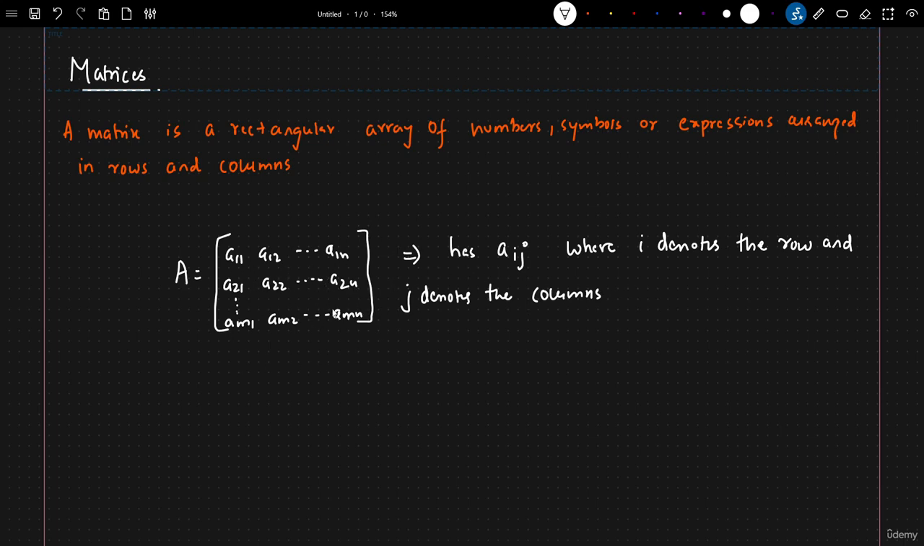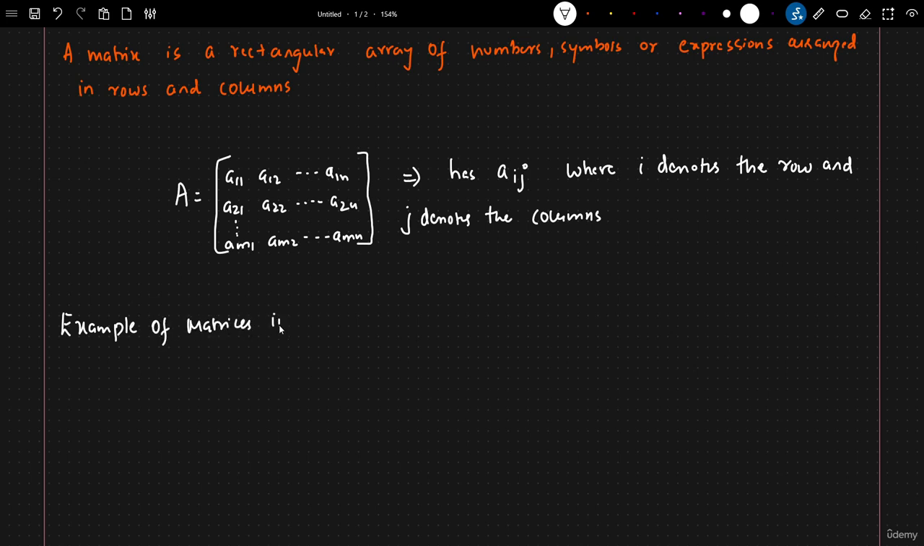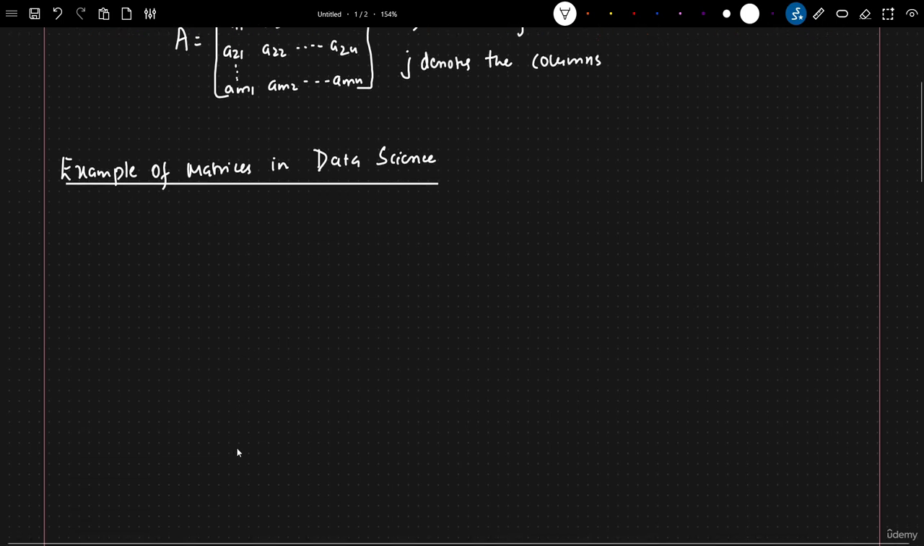Now this can be any numbers. It can be a numerical number, it can be a floating point number, it can be a negative number, okay. Now let me talk about where we specifically use matrices. Let's consider some examples of matrices in data science. So the first amazing example that we specifically use in data science is for data representation.